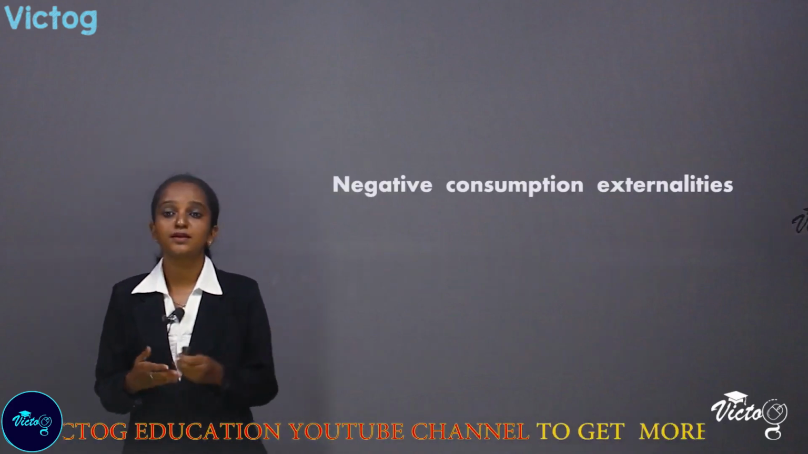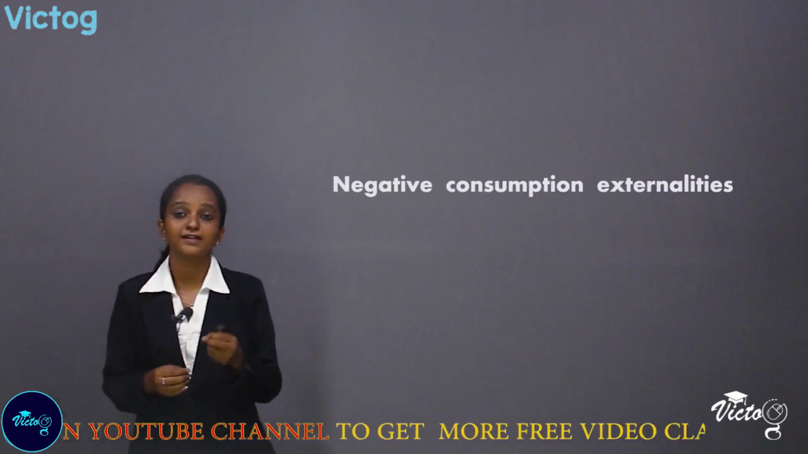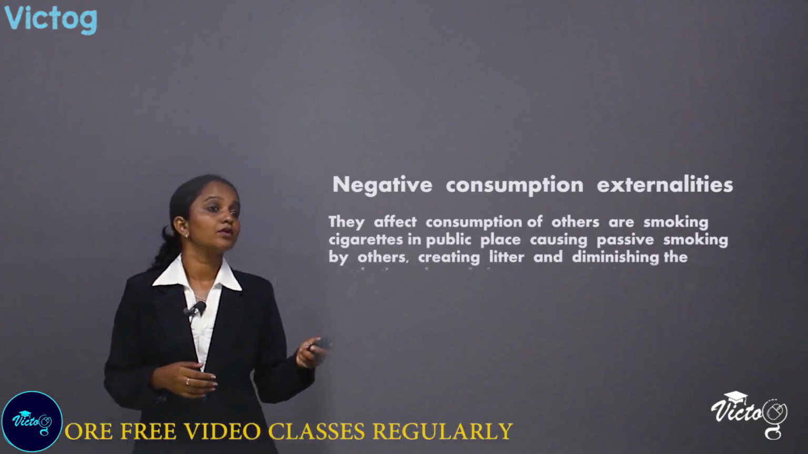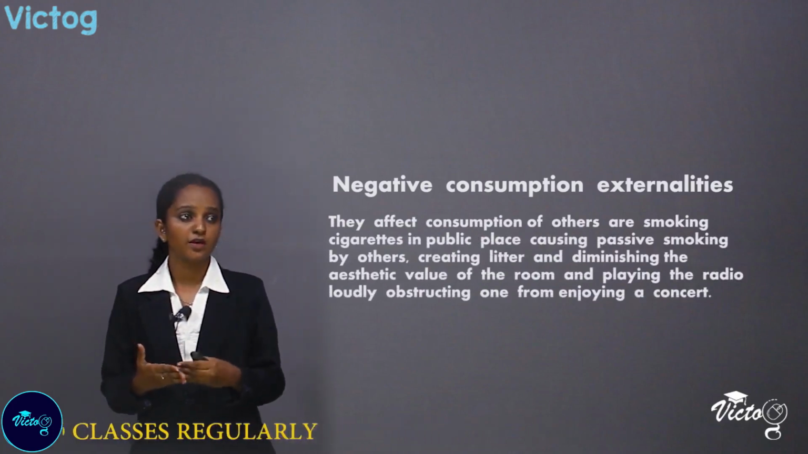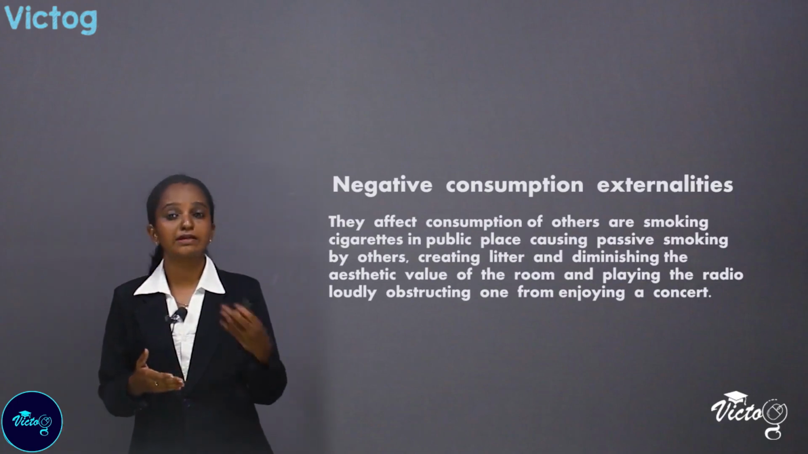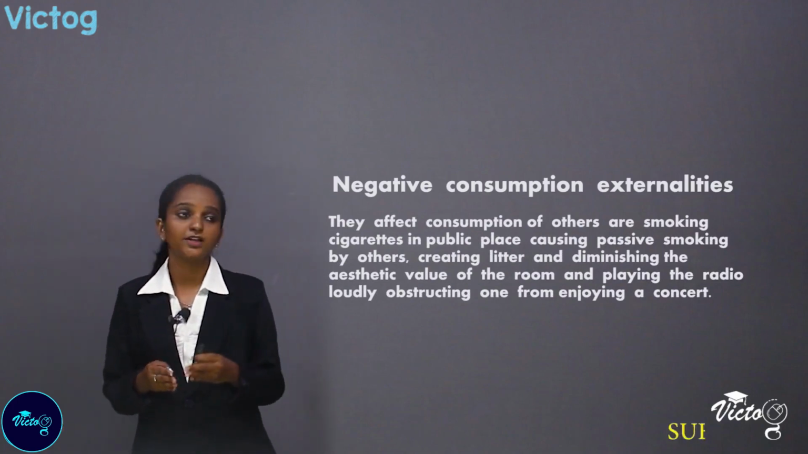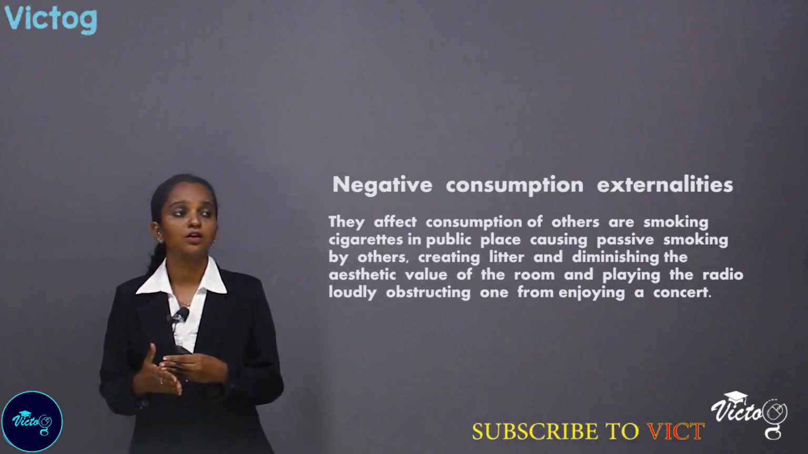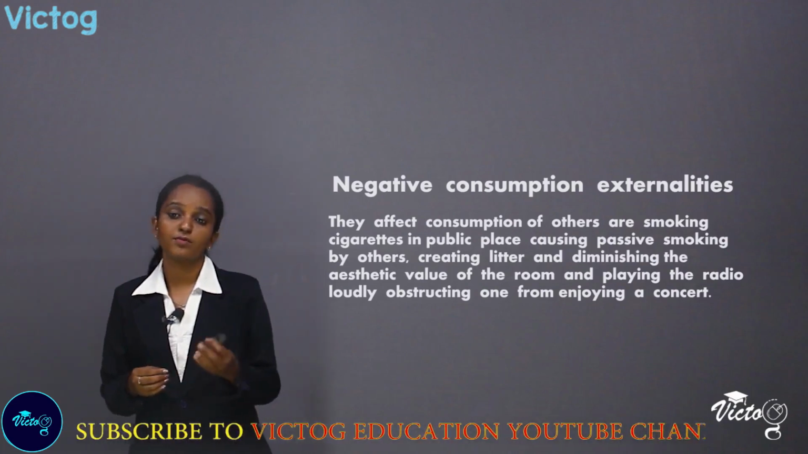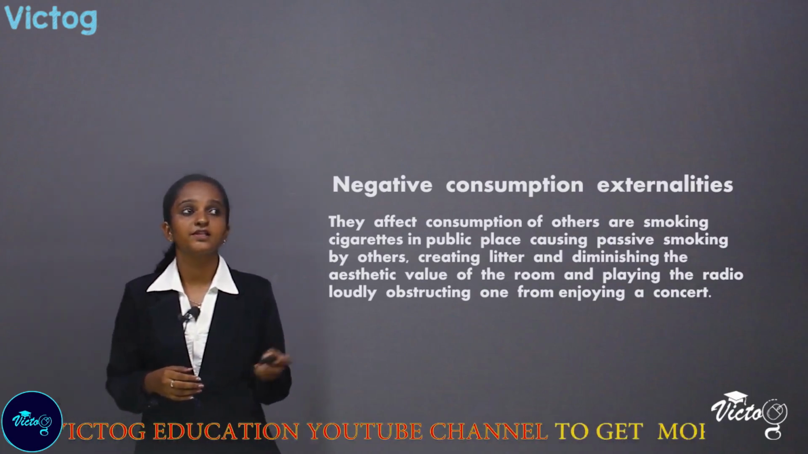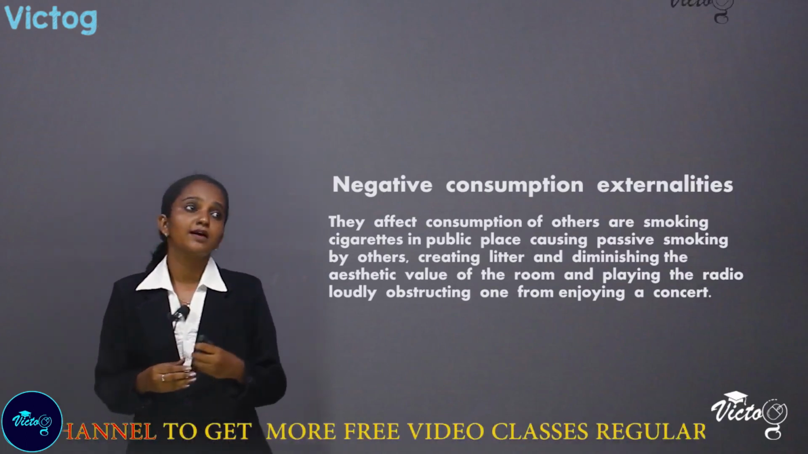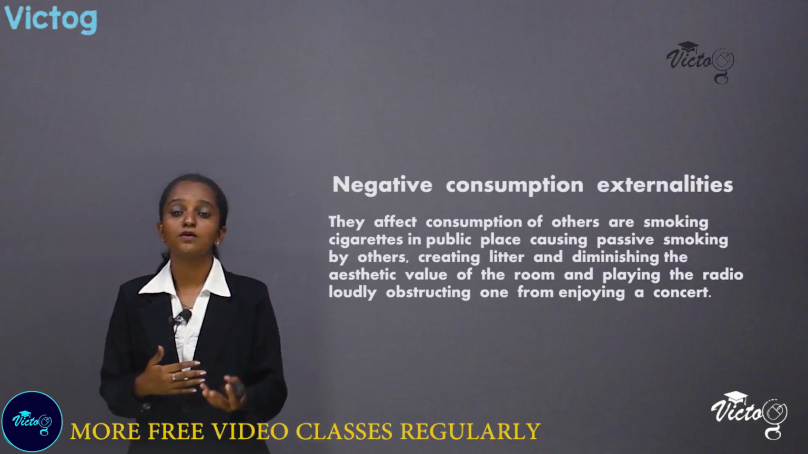And the third one is negative consumption externality. What do you mean by negative consumption externality? These externalities are initiated in consumption. For example, a person smoking cigarettes in public places causes passive smoking by others, creates litter and diminishes the aesthetic value of a place. Another example is playing the radio loudly, obstructing one from enjoying a concert. All these lead to negative consumption externalities. The consumption of a particular good has an externality on others.